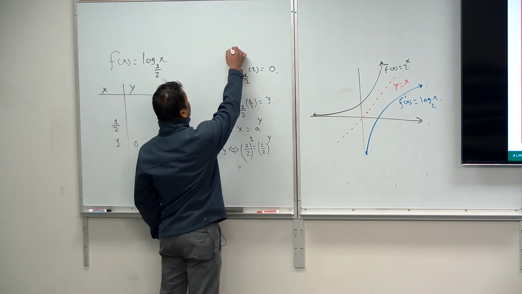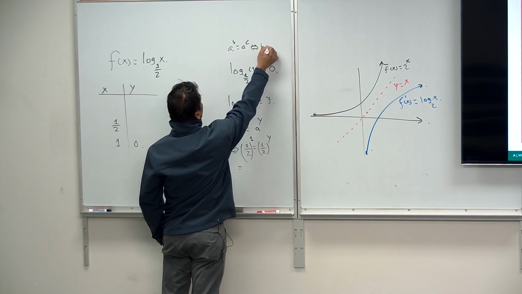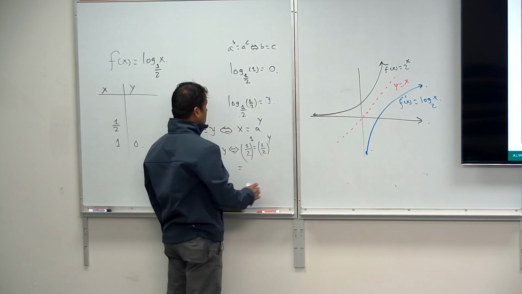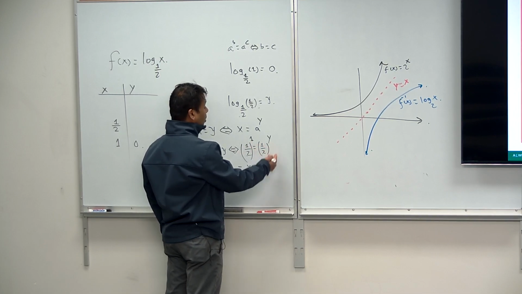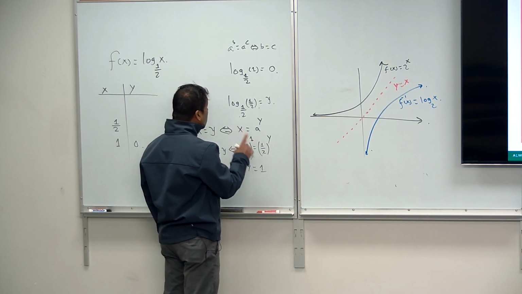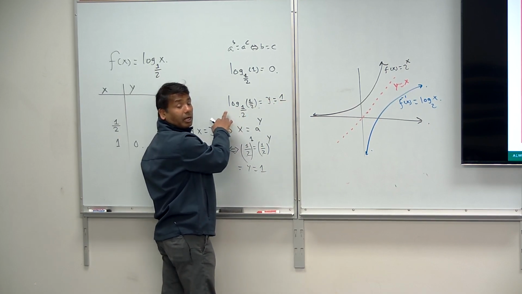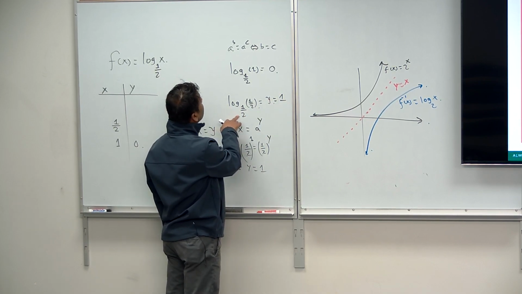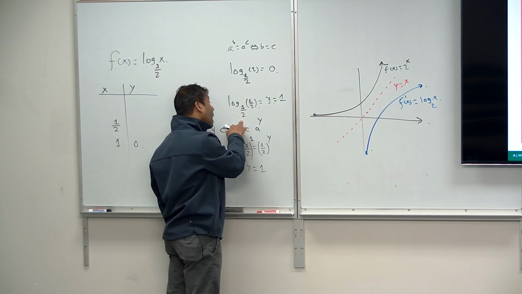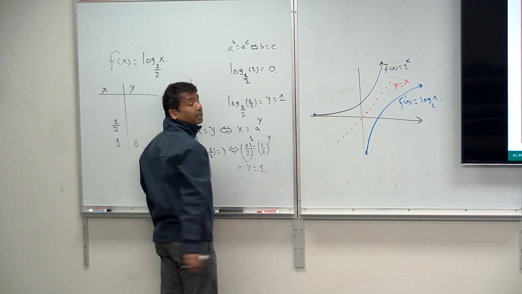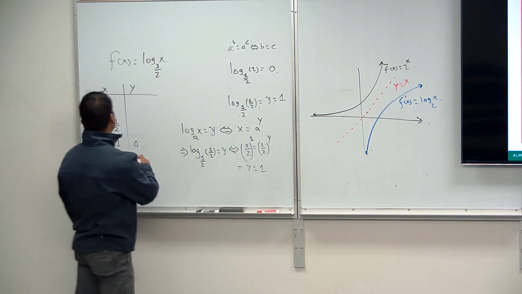Remember, if you have a to the power b equal to a to the power c, this is equivalent with what? b equal to c. So that's why this will give you y equal to what? 1. 1 equal to y or y equal to 1. So you see, you got y equal to 1, right? So logarithm with base 1/2 of 1/2 is what? Equal to 1. So you have to know this. So this is 1.